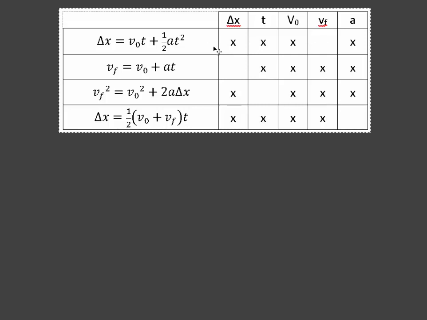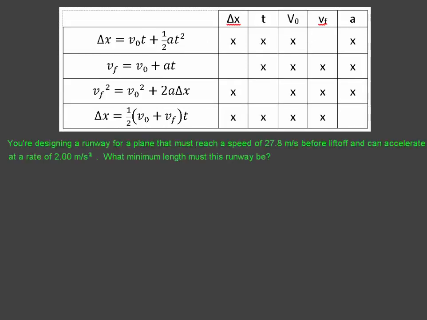and that would be the equation you use. You're designing a runway for a plane that must reach a speed of 27.8 meters per second before liftoff and can accelerate at a rate of 2 meters per second squared. What minimum length must this runway be? We're going to find all the numbers that we're given and figure out what we need to find.